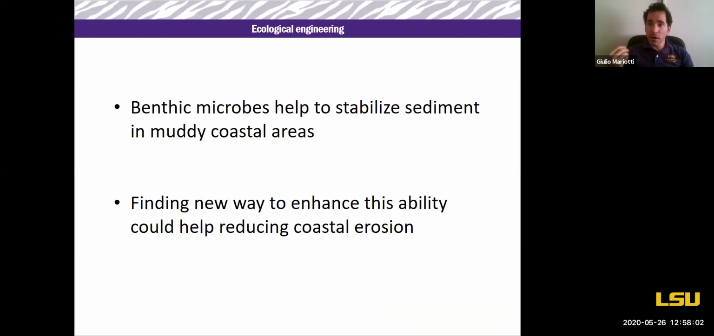I think that very interesting directions are leveraging these properties of benthic microbes to reduce resuspension. So finding ways to promote or accelerate the growth of these benthic microbes, especially when there is no vegetation yet, as a way to reduce the resuspension of sediment and reducing coastal erosion.